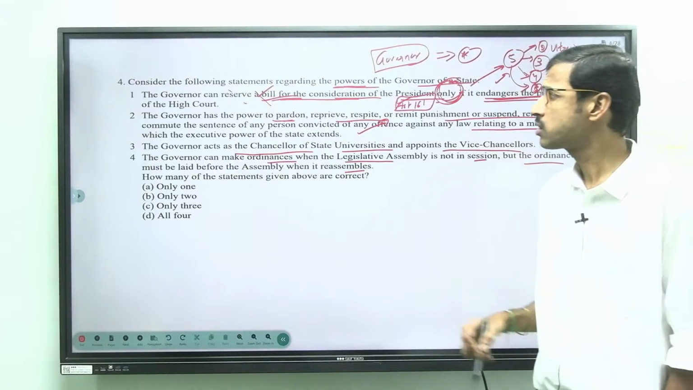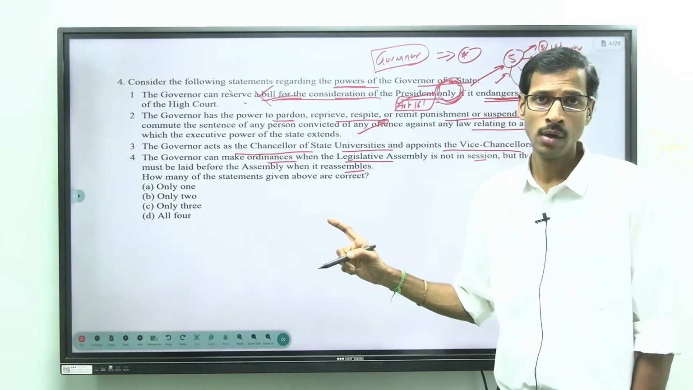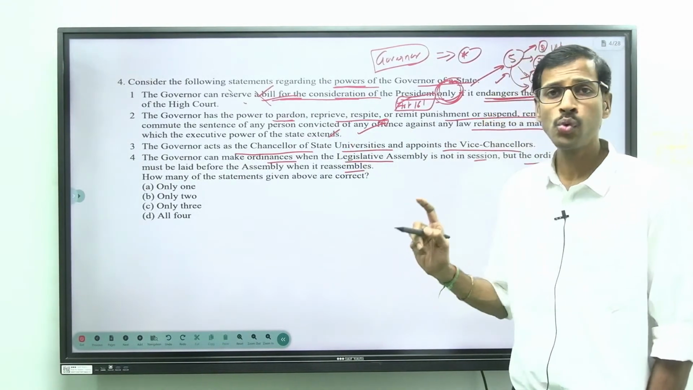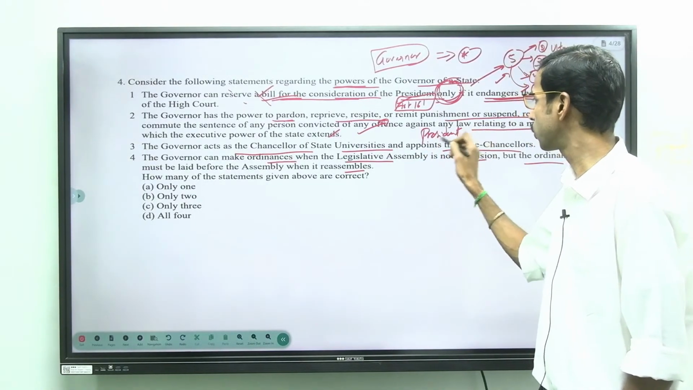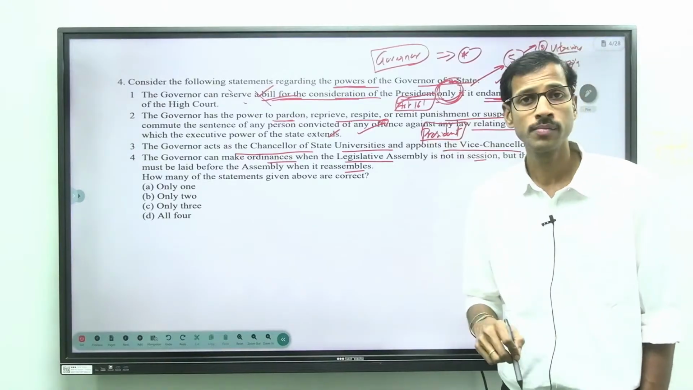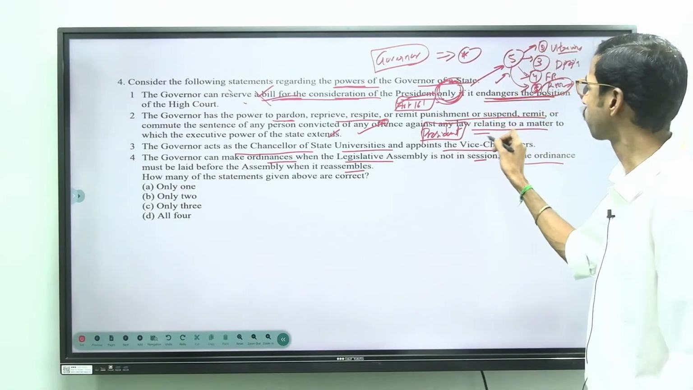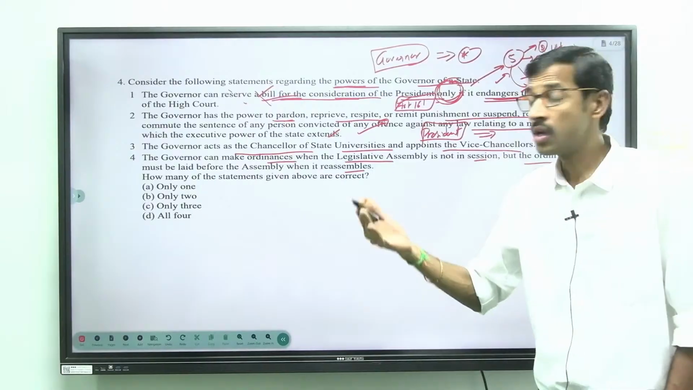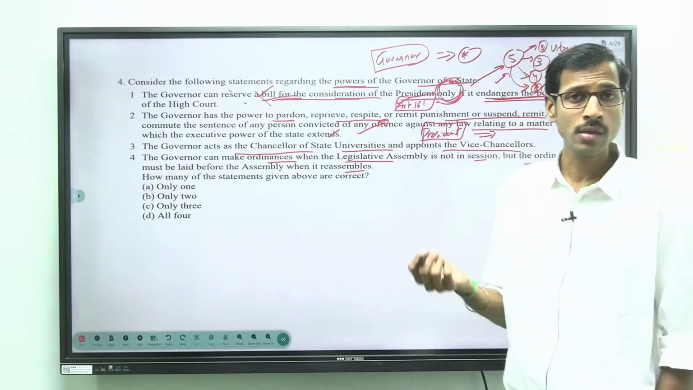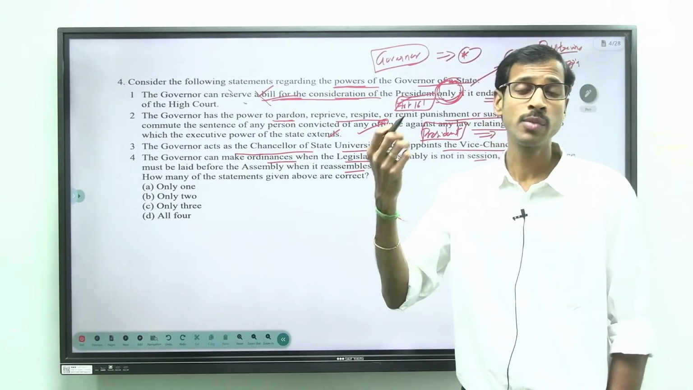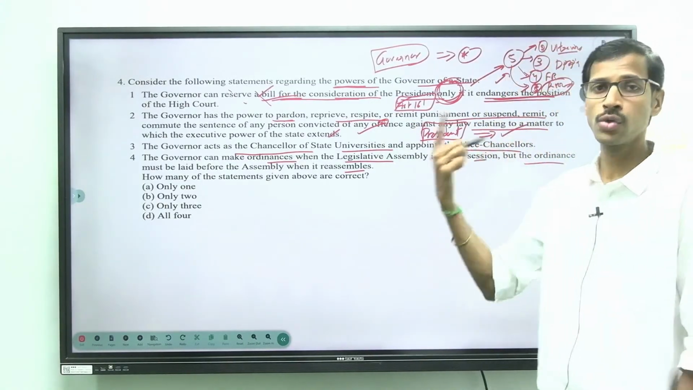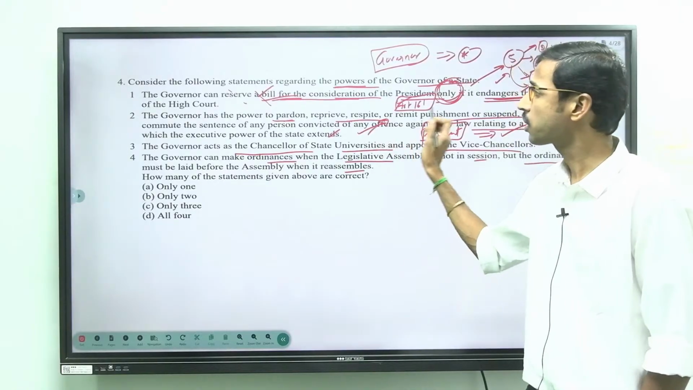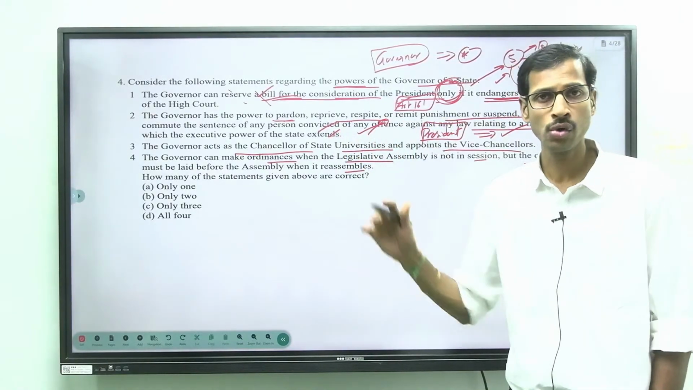But this is the complete correct statement. If you take the president's powers related to pardon, that is completely different. The governor cannot pardon a death sentence or a sentence by a court martial. The president can do it. So that is the difference, but this statement is correct according to the governor's powers.